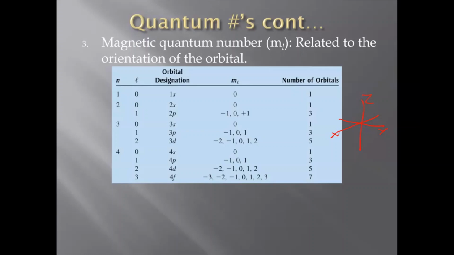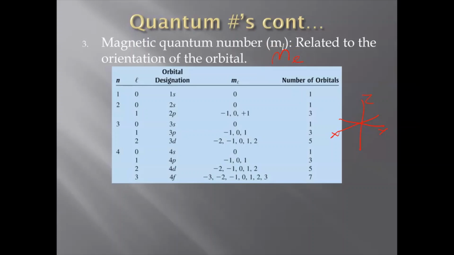For now, it's just something that we're learning. The symbol for the magnetic quantum number is m sub L, and again, the L should be a cursive L, as you see here.